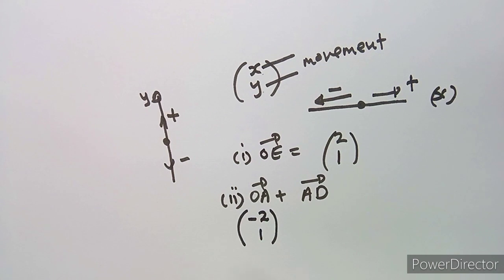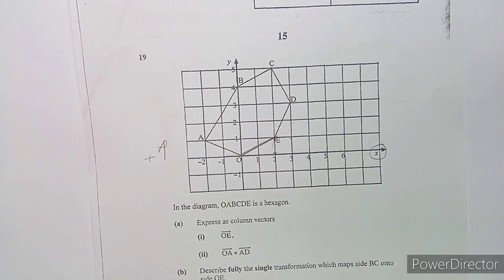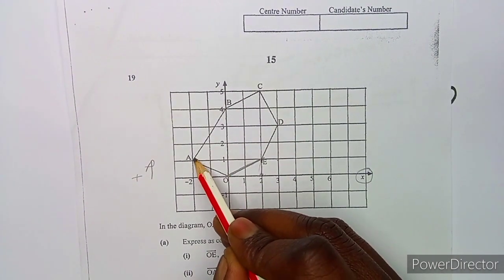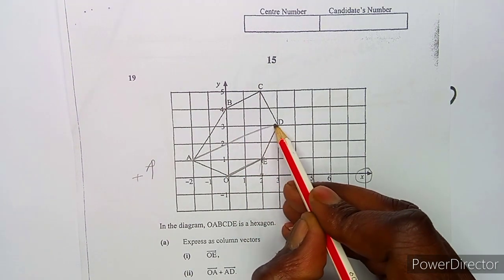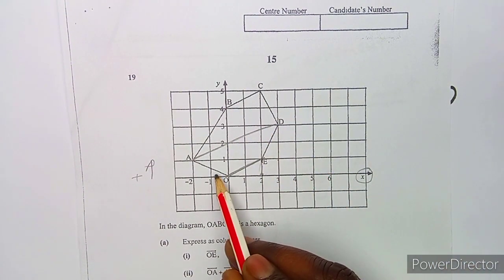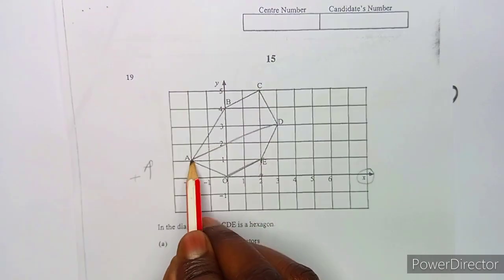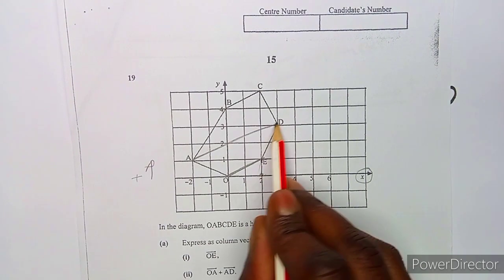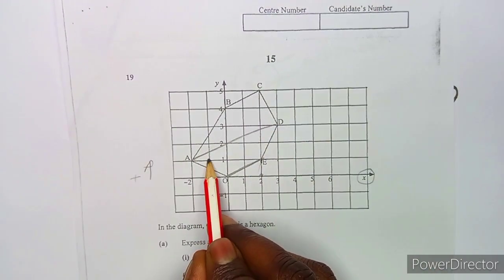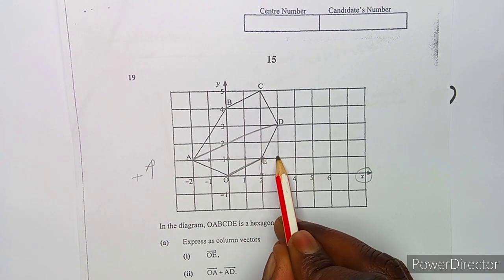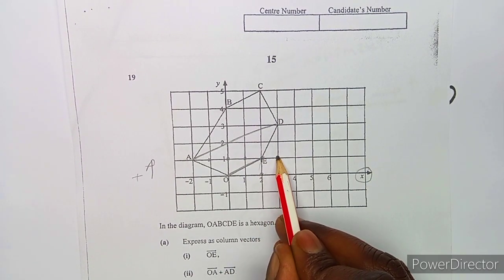Okay, that's our vector OA. Plus AD. We are going to move from A here to D. Okay, this is our movement. Remember, I said we move in X then in Y. So let's move from A to D in X. You're going to move definitely this direction, because D is located this way. So you're going to move 1, 2, 3, 4, 5. As we can see now, I am in line with D.